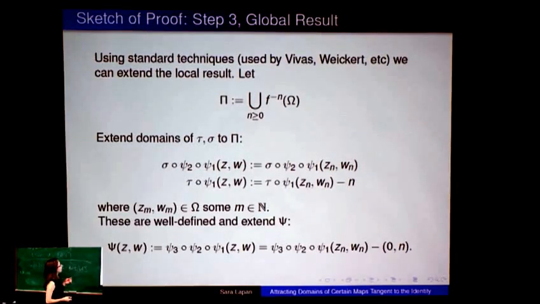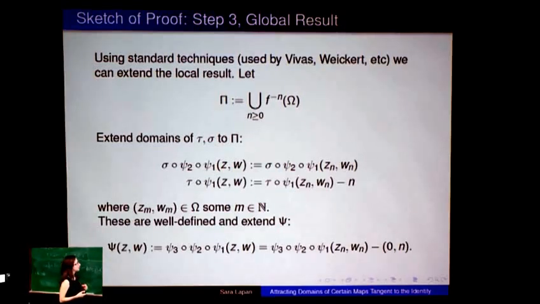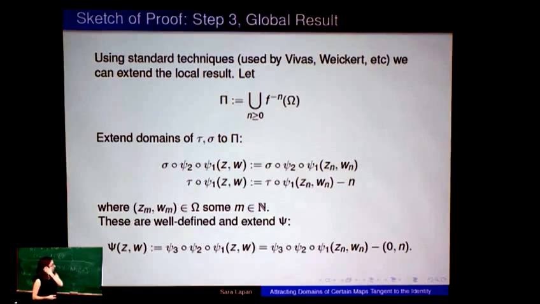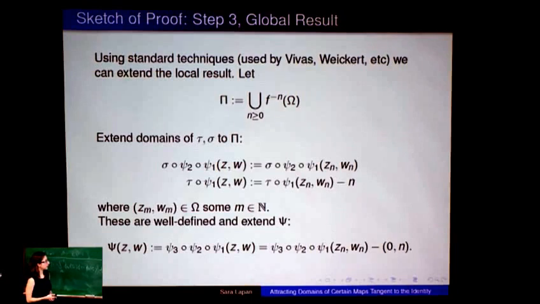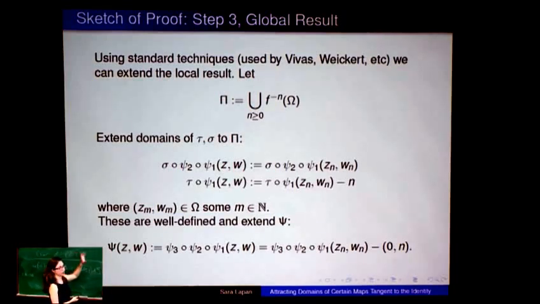Okay, so using some standard techniques that Liz Vivas and Weickert and some other people also used, we can extend the local result. So we let capital Pi be the inverse image of all of these omegas under F. And we extend the domain of the coordinates tau and sigma to this capital Pi. And we do it as follows. So sigma of psi2, psi1 of ZW, this is the same thing as just the first component of capital psi.